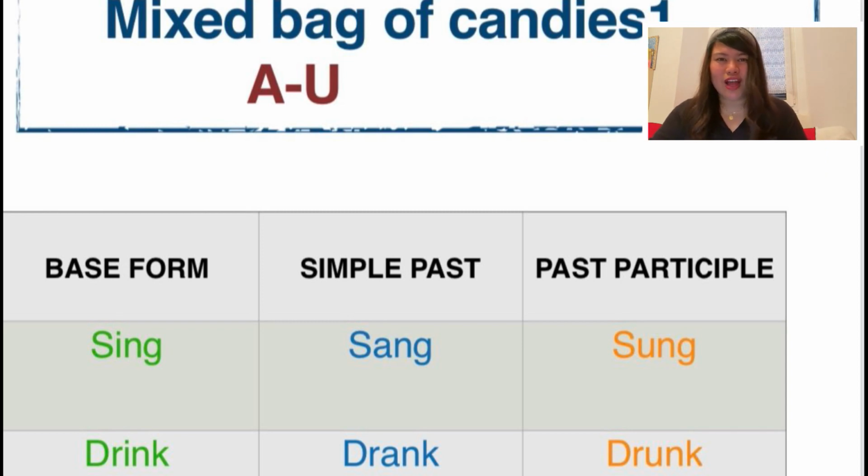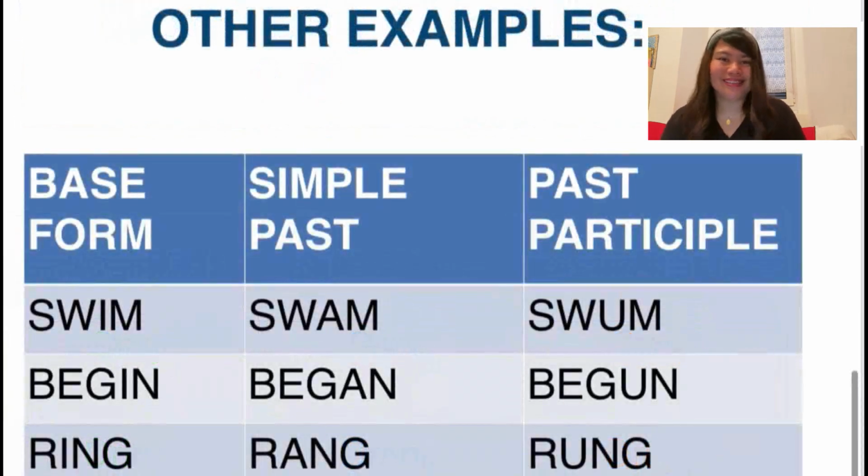So for sing, what are the last 3 letters of this verb? I, N, G. Which one is the vowel? The I. So we change the I to A for past simple, and then change it to U for past participle. Now, the verb sing becomes sang for simple past and sung for past participle. Again, sing, sang, sung. Good.